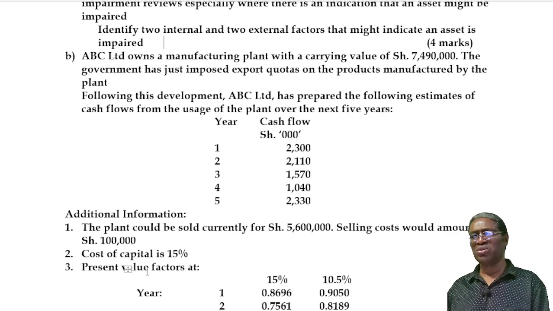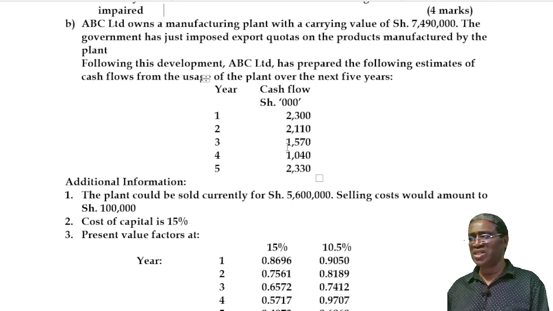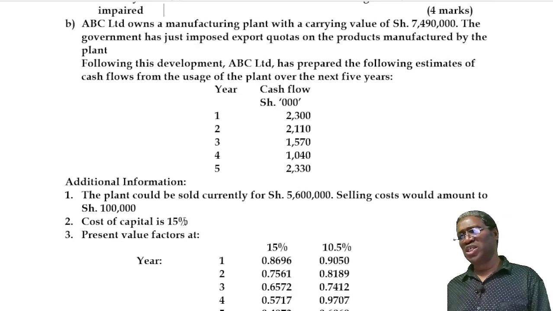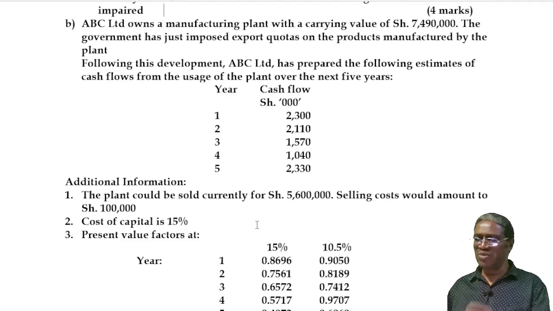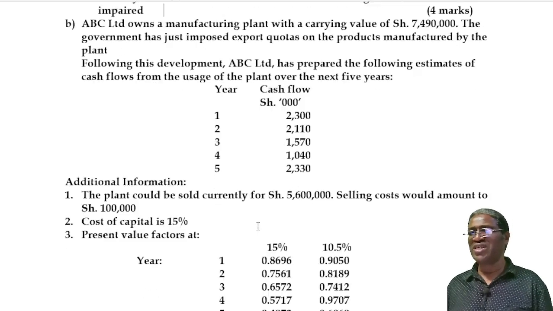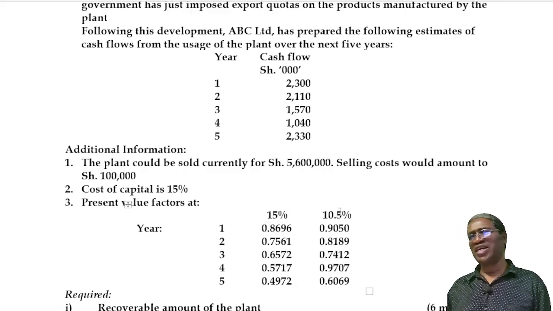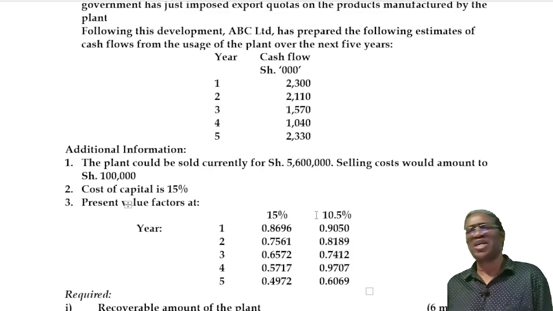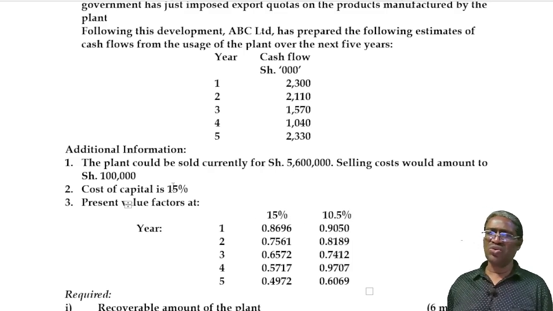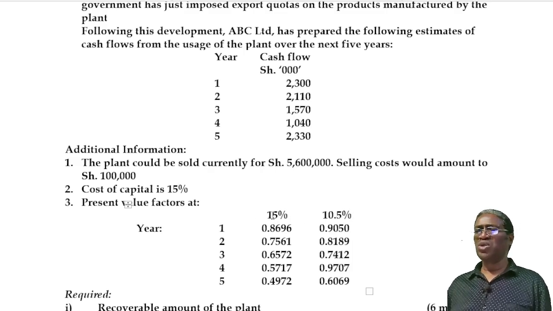But number two, they have given you the cash flows here. You can see those cash flows. They have given you the discounting factor. Of course, the cost of capital under note number 2 is 15%. So this time you did not need to compute the discounting factors. The examiner gave it to you in column of 15% and 10.5. The 10.5 is just there to confuse you. Otherwise, you use the cost of capital, which is 15%.